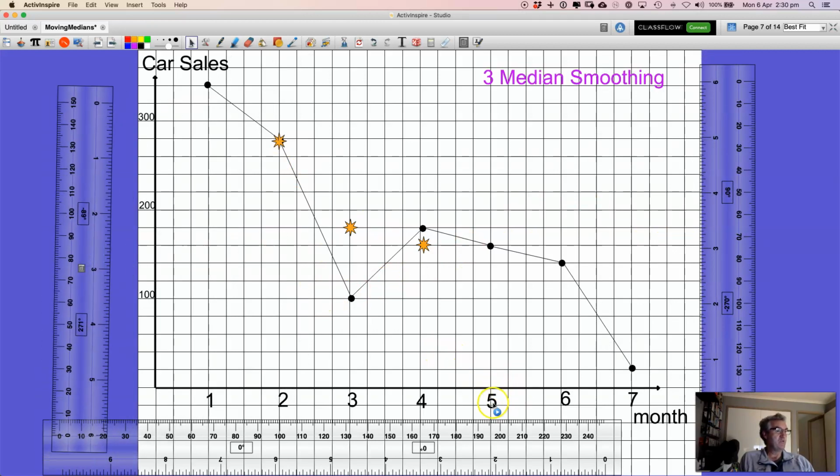And my next point will be here. And my final point will be here, where I'm considering this point and this point. Notice there's no point at the first or the last. That is because I can't work out the median because I don't have an 8th point presented. Now, am I finished? Well, almost.